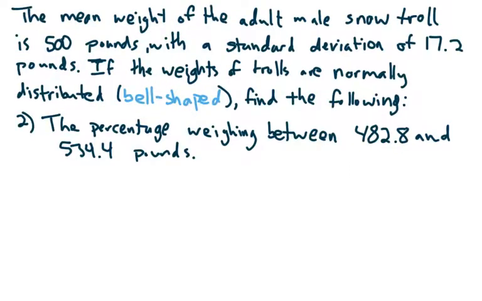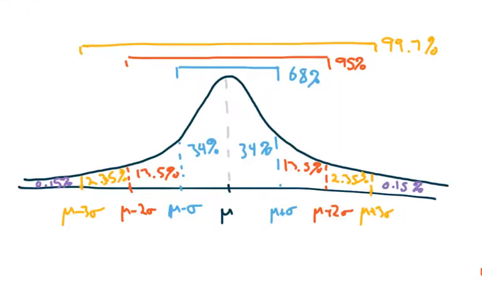So number 2, the percentage of adult male snow trolls weighing between 482.8 pounds and 534.4 pounds. In the beginning, when we're just starting out and we're just learning the empirical rule, there's really only one resource for this. As we learn how to do this later, we'll get better at this and be able to do this for any two weights. But for now, with just the empirical rule to work with, we essentially want to figure out how to label this with numbers from the problem.